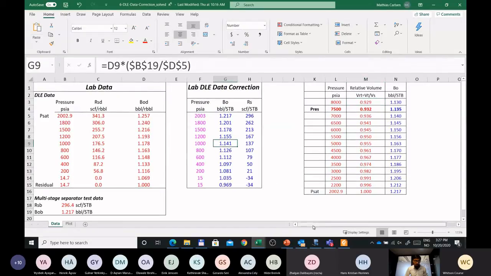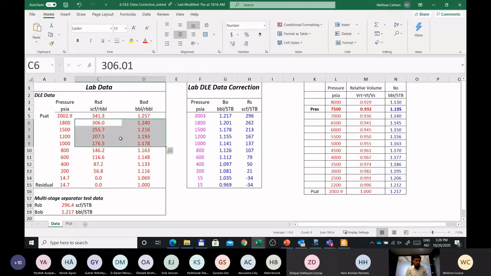Okay. So here again, this is the BO and RS from the lab data from the DLE experiment for the oil sample. This is the RSB and BOB from the multi-stage separator test data from the PVT report at the bubble point. And then we are applying those two equations that we saw in the PowerPoint and calculating the corrected BO and corrected RS.